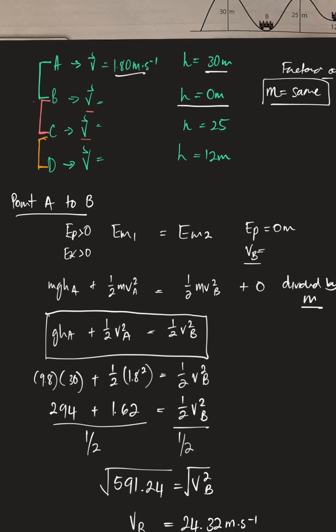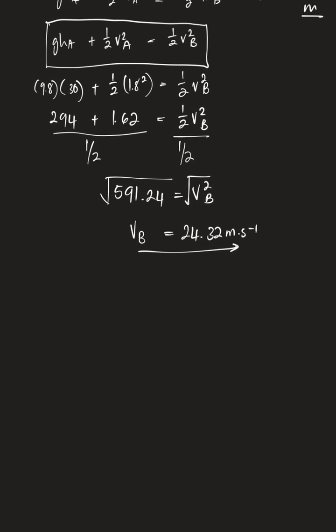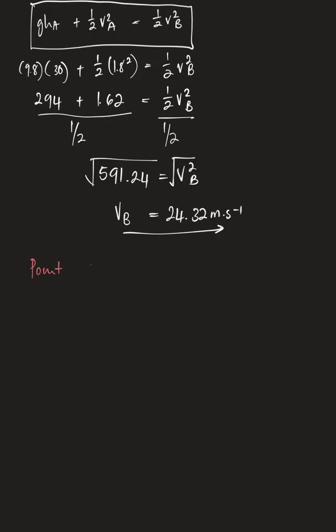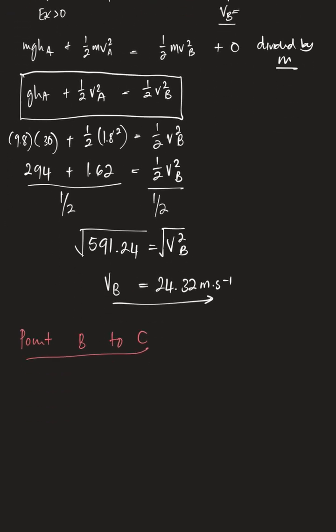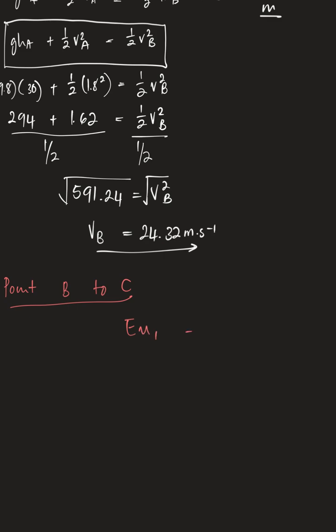Alright, so I'm going to go back here. And over here, I'm going to fill in this at 24.32 meters per second. All right, now that I've got that information, I can start working on BC. All right, let's do that in another color. I did red. All right, so for this one, I'm looking at point B to point C. All right, in this sort of situation, I've got the same setup. EM1 or EM of B is equal to EM of C.